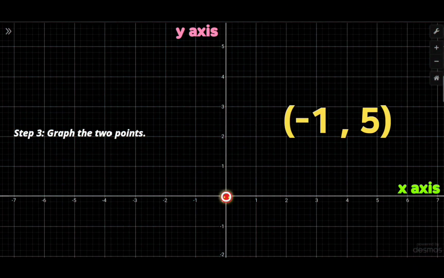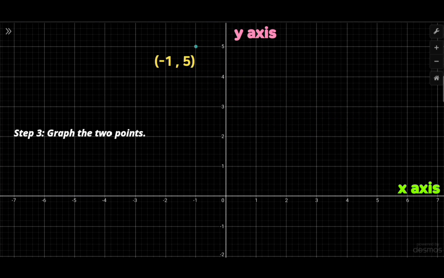We have a first point, negative 1, 5. So, to find the point described by the ordered pair negative 1, 5, you would start by looking at the first number, the x coordinate, negative 1. It tells you to go 1 unit left. Next, you look at the second number, the y coordinate, which tells you to go 5 units up. Now it's at the point negative 1, 5. In the same way, let's find the point 1, negative 1. You would start out by going 1 unit to the right and then 1 unit down.